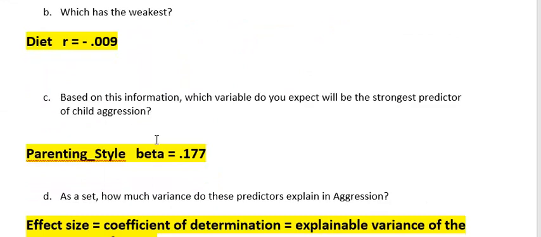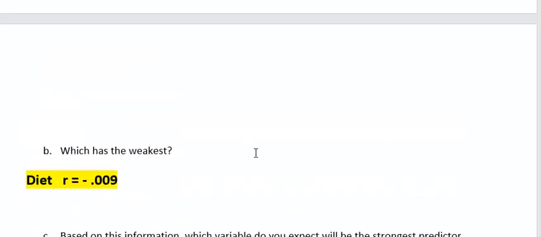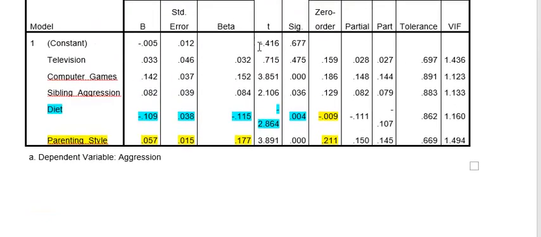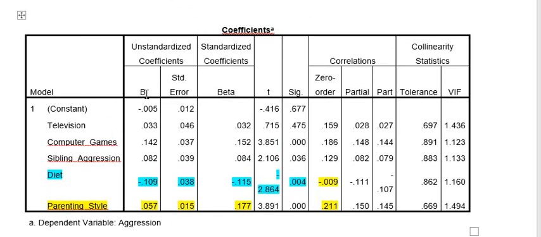Based on which variable do you expect to be the strongest predictor? No brainer, parenting style. So what I tell by strength is I use the beta weights. The beta weights are the standardized coefficients. All that means is that it takes the unstandardized B coefficient divided by the standard error. So if you divided this 0.033 by 0.046, you should get that. I don't know if that's right or not. So never mind, just keep going.